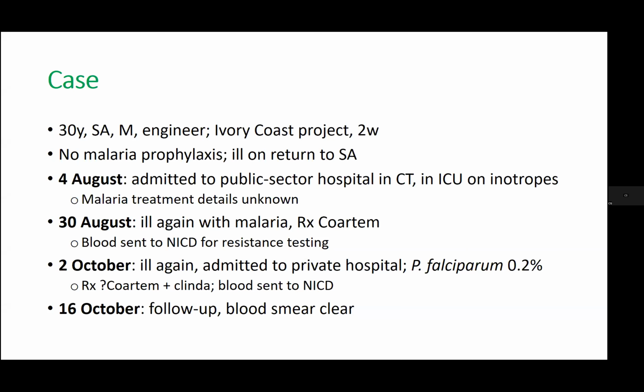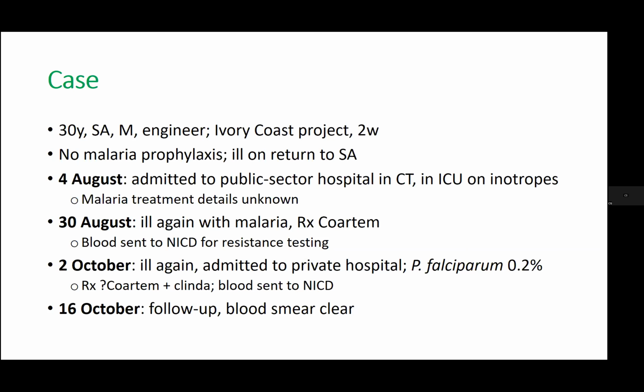We don't know what treatment he received, presumably IV artesunate followed by a Coartem, according to national guidelines. However, about 3 weeks later, he became ill again with malaria, treated with Coartem. And at this point, a blood stage was sent to the NICD, requesting testing for artemisinin resistance. And we'll come to the results later.